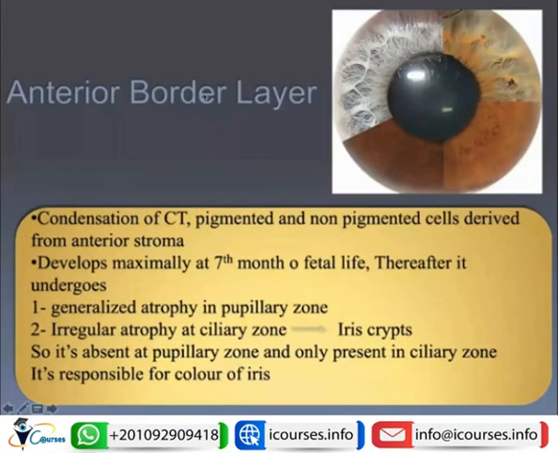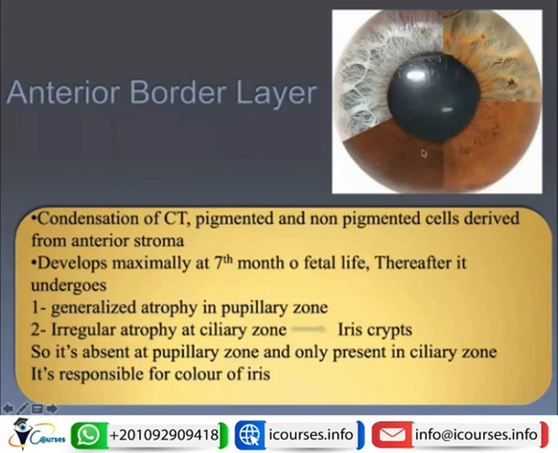Okay, so the anterior border layer, as I told you, is a condensation of connective tissue and pigmented cells from the anterior stroma, developed at the 7th month of fetal life, and then undergoes generalized atrophy at the pupillary zone, forming the iris crypts, and irregular atrophy at the ciliary zone.